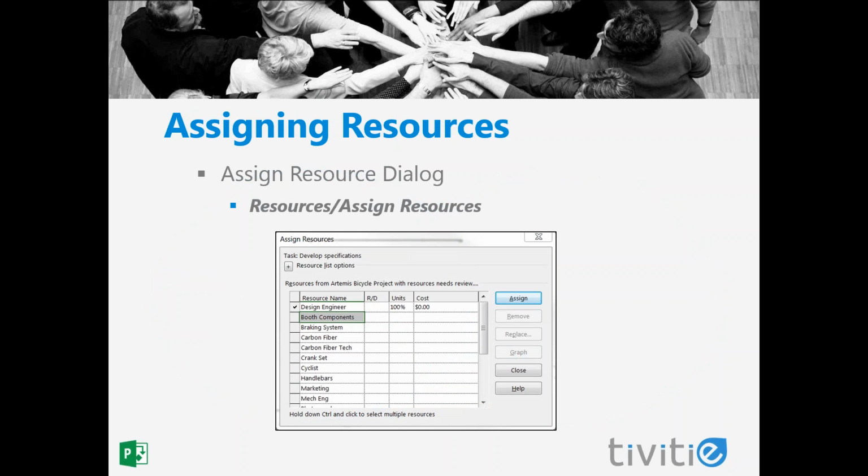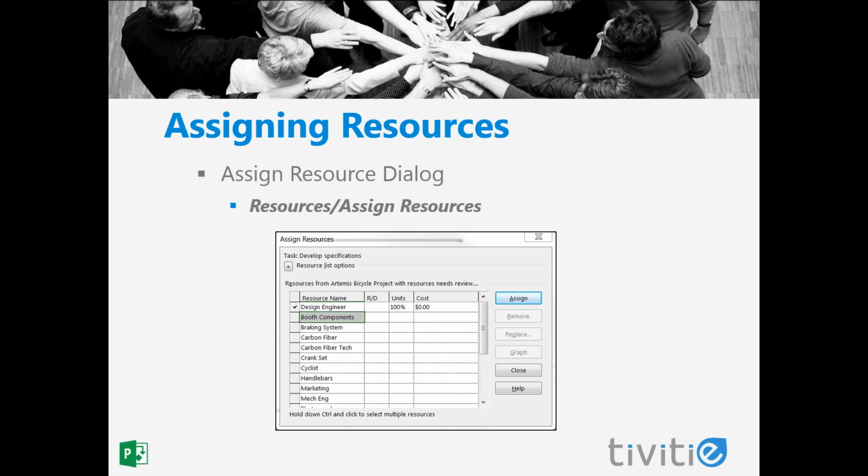There are many different ways to assign resources. We're just going to look at 3 of them. So the first one is using the Assign Resources dialog box. This can be accessed under the Resource ribbon by selecting the Assign Resources button. What this dialog box shows you is a list of all of the resources that have been defined in your resource sheet. Using this option, I can select one or more tasks in my project, and then I can select a resource to be assigned to that task or those tasks.